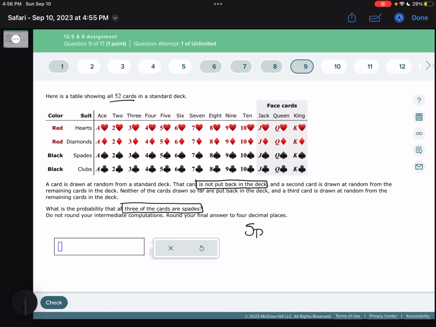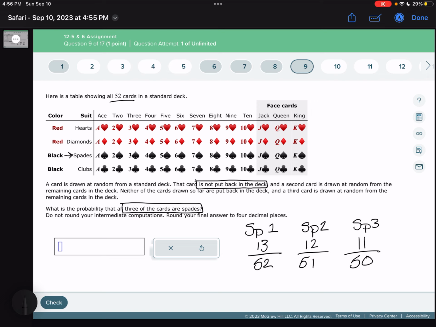So spade 1, there are spades right here. So there are 13 spades out of the 52 cards. Then spade number 2, I already chose a spade in that first draw. So now there's 12 spades left and I drew a card and I kept it. So there's only 51 cards. And then spade number 3. Again, I drew a spade from the first 2 draws. So now there's only 11 spades left. And there's 50 cards in the deck because I kept those first 2 draws.